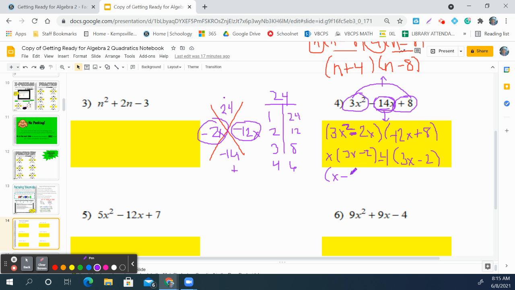And then x minus 4 and 3x minus 2. So would that be possible? Yeah, that's it. Yep, x minus 4 and 3x minus 2.